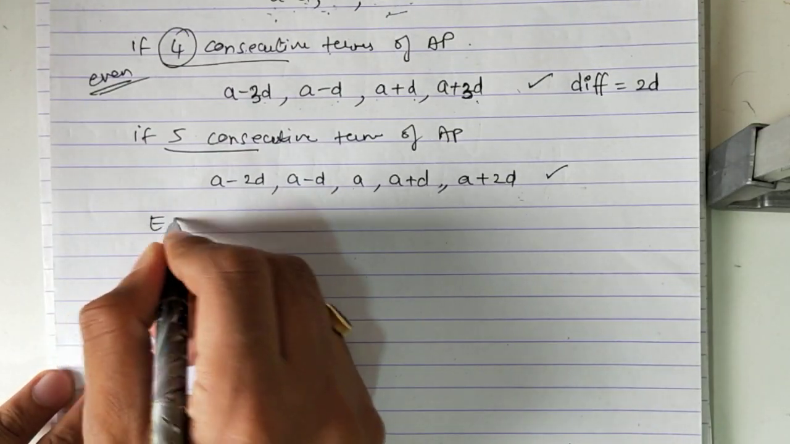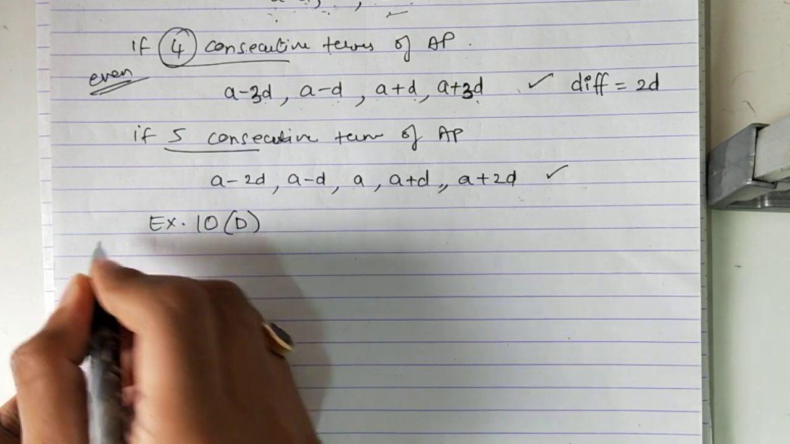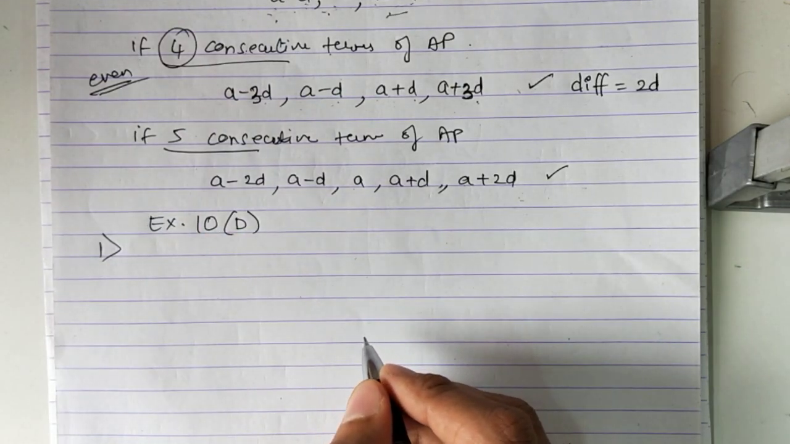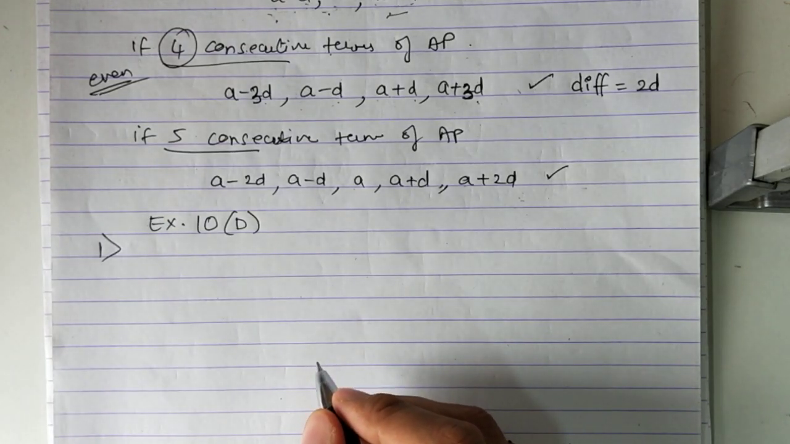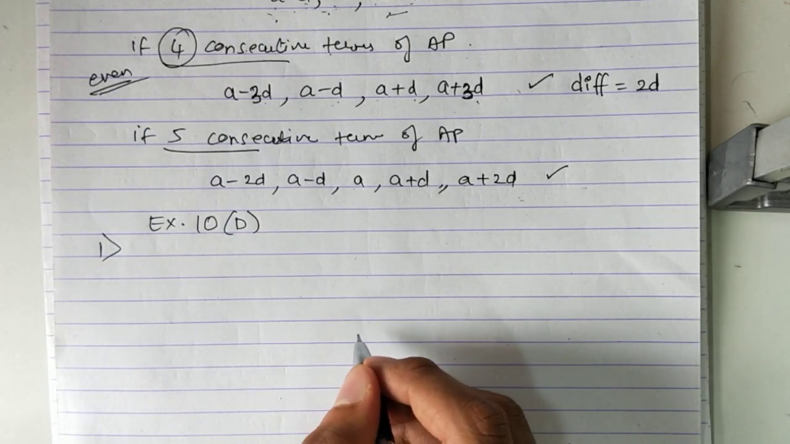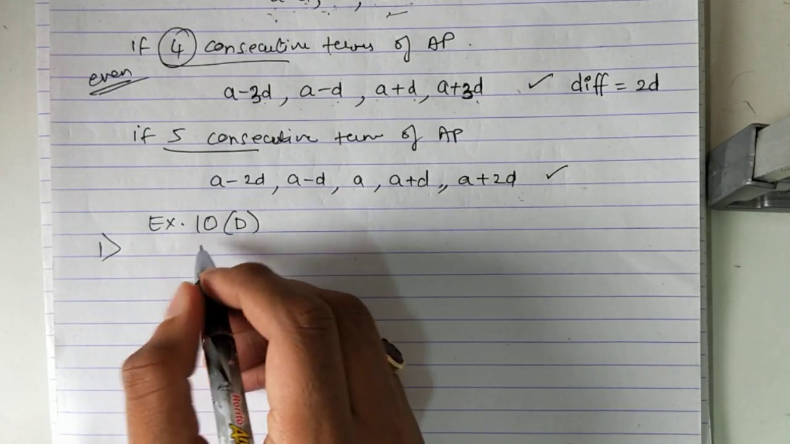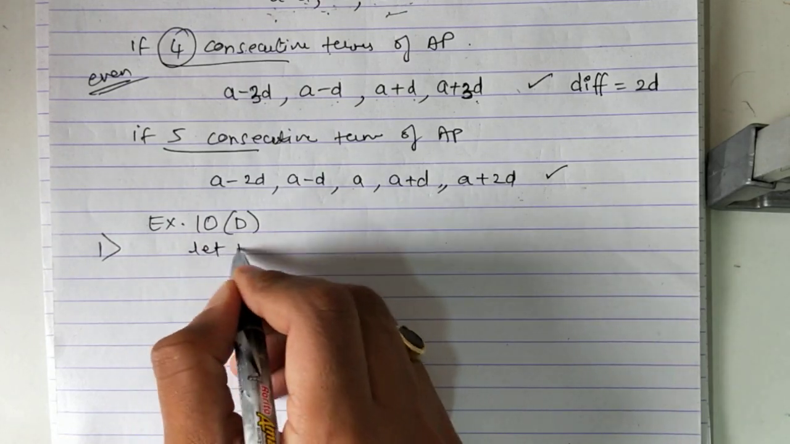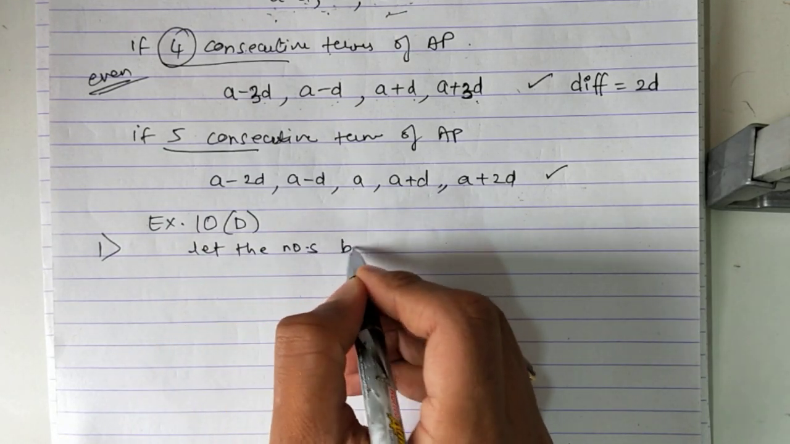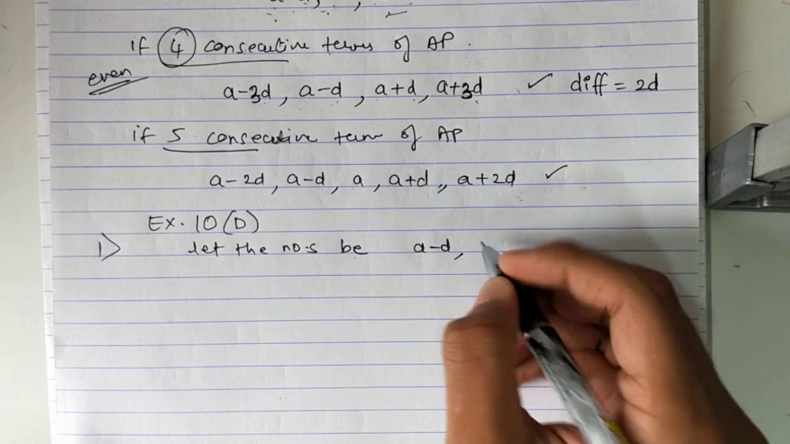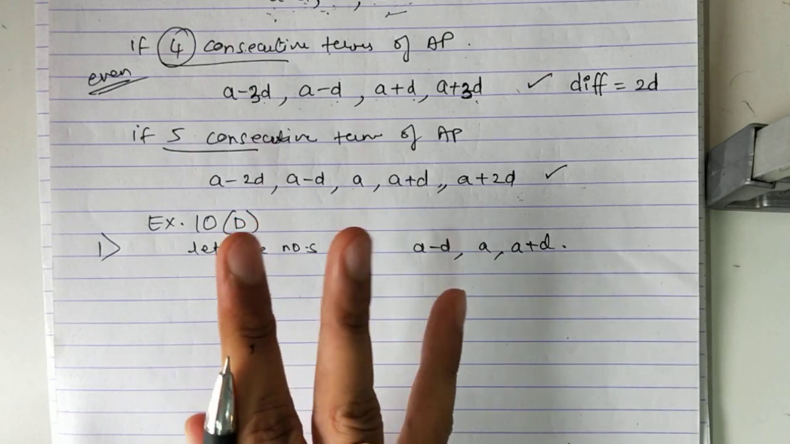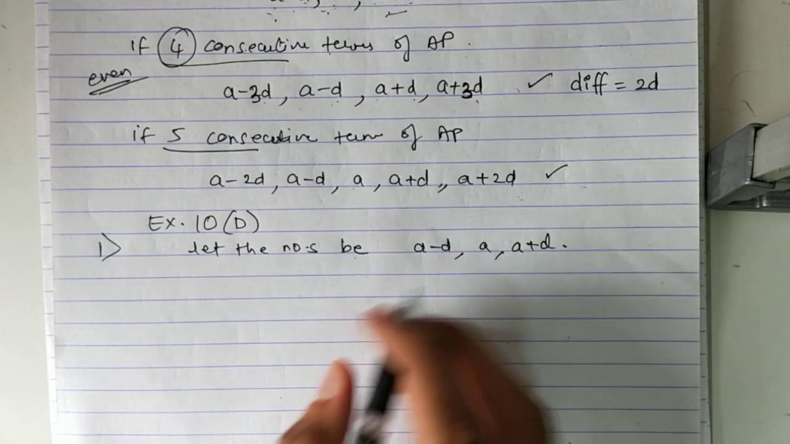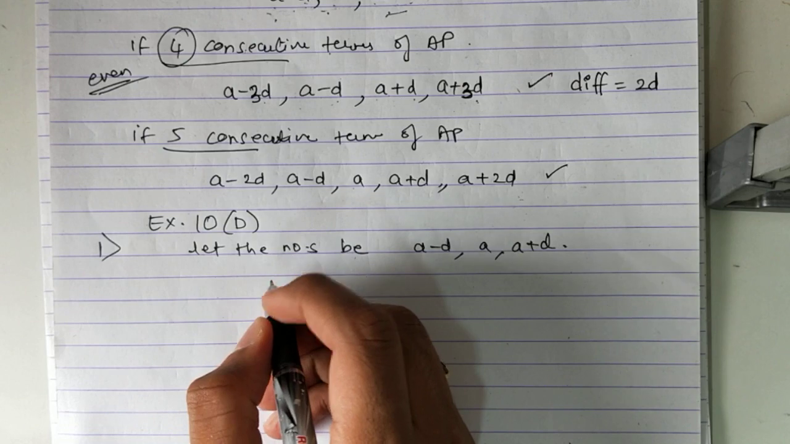Let's start with the exercise. The first question says, find the 3 terms in AP. So 3 numbers in AP are mentioned. So we will write the first statement. Let the numbers be A minus D, A and A plus D, because it is 3 numbers. Okay, let the numbers be this, whose sum is 24.